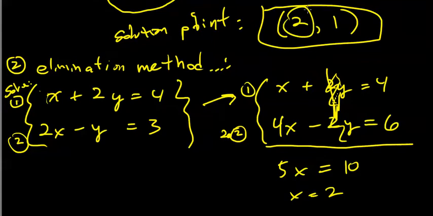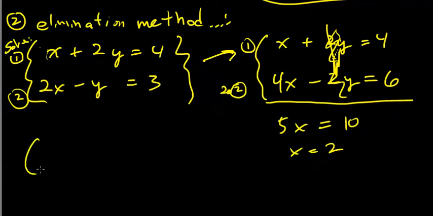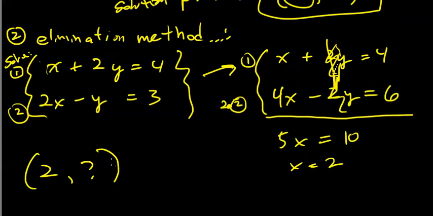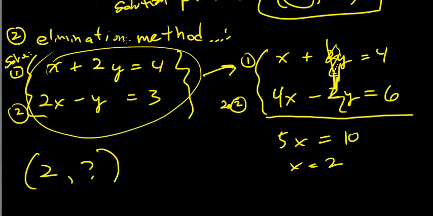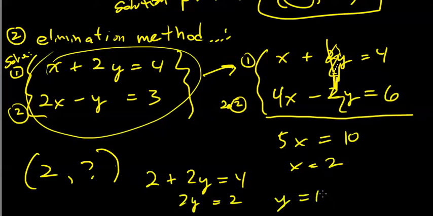And again, if x is 2, I know my point of solution to both these equations has to look like this, 2 comma question mark, but I don't know y. And again, I can pick either of these equations to solve for y once I know that x is 2. I'm going to pick the first one again. I'll plug x equals 2 into the first equation. Alright, so 2 plus 2y equals 4, 2y equals 2, and of course y equals 1.